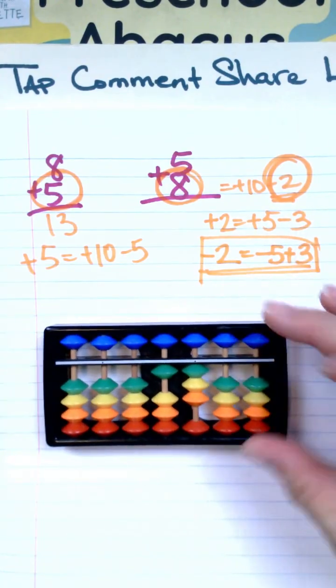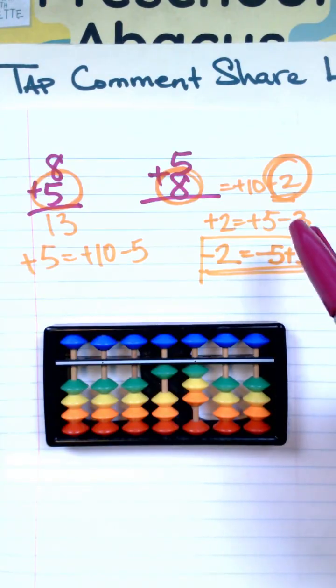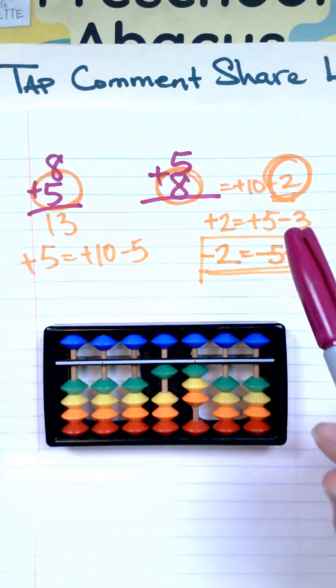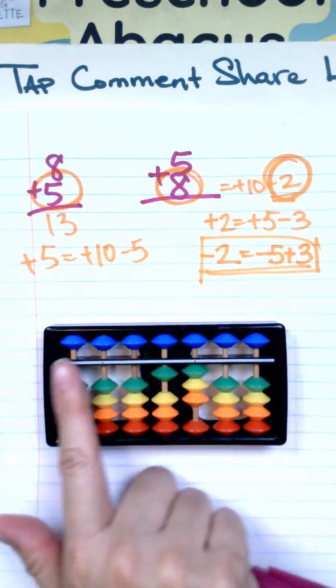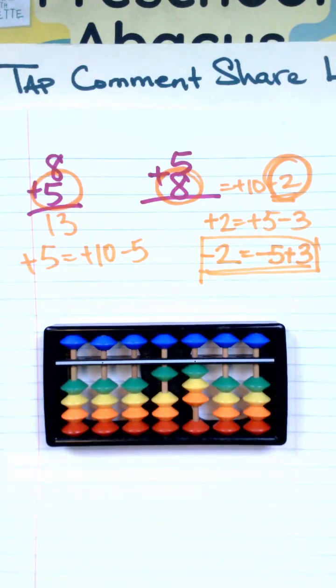Because we have to take it away. But we don't really deal with negatives in Abacus. It's all, because you can't really do negatives here. So, anybody have any questions?